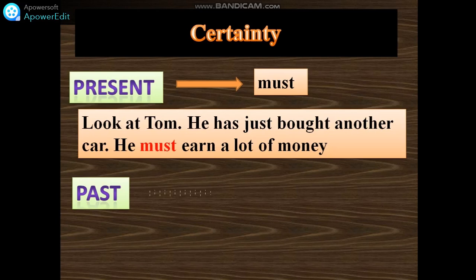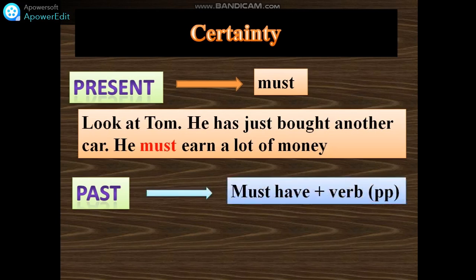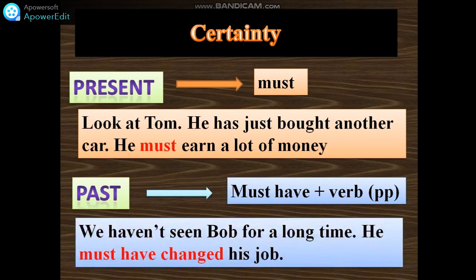Certainty in the past. We express it using must have plus verb in the past participle. Example. We haven't seen Bob for a long time. So this is a fact, okay? Starting from the past. We haven't seen Bob for a long time. He must have changed his job. So I'm sure that he had changed his job. He must have changed his job.